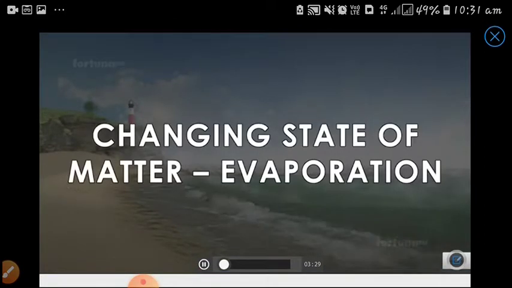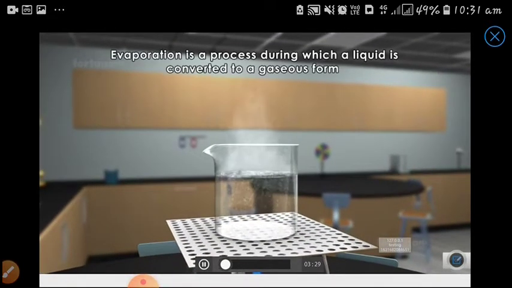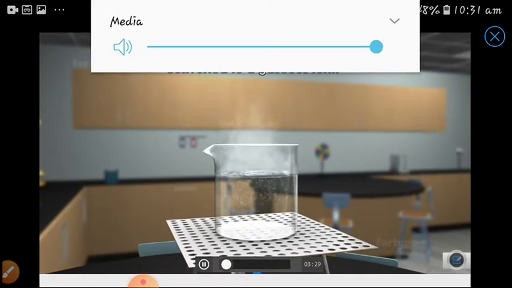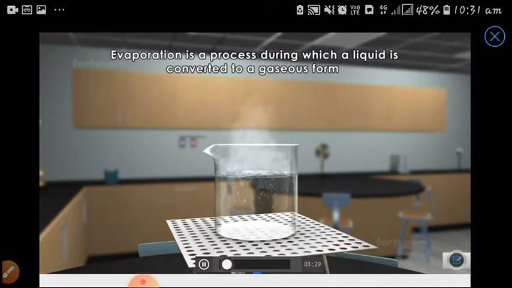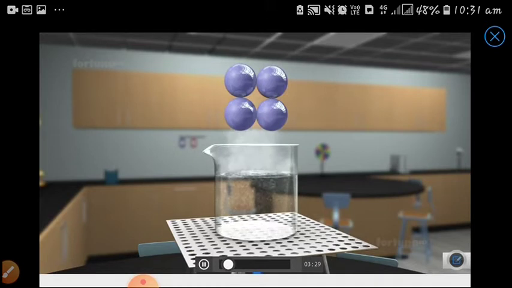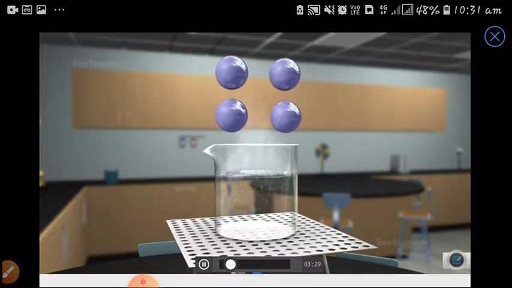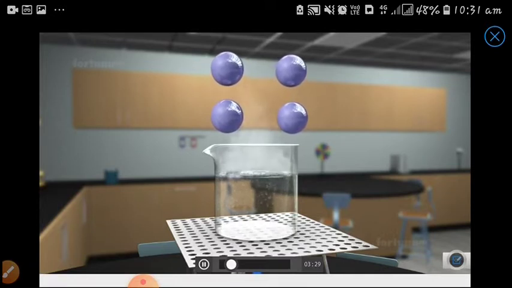Changing state of matter. Evaporation. Evaporation is a process during which a liquid is converted to a gaseous form. All matter is composed of much smaller particles, but the arrangement of these particles will vary quite a bit depending on the state of that matter. To better understand that idea, let's use water as an example.